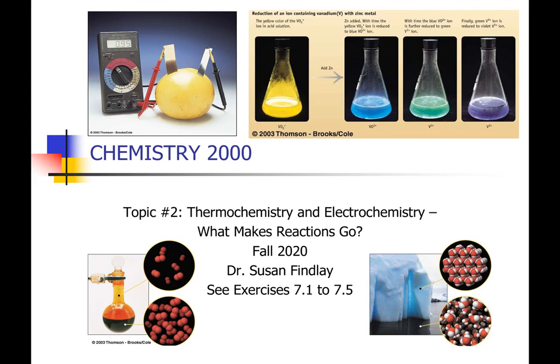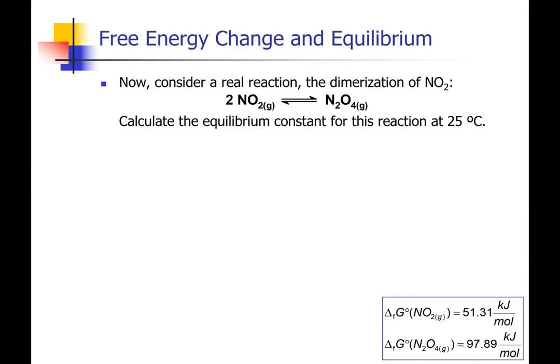In this video, I'm going to work through an example showing you how to calculate an equilibrium constant from standard free energy data. So for this example, we're looking at the dimerization of NO2 gas into N2O4 gas. And as you can see, we have been given a balanced chemical equation for that process. And we've also been given the standard free energies of formation for both the reactants and the products. We've been asked to calculate the equilibrium constant.